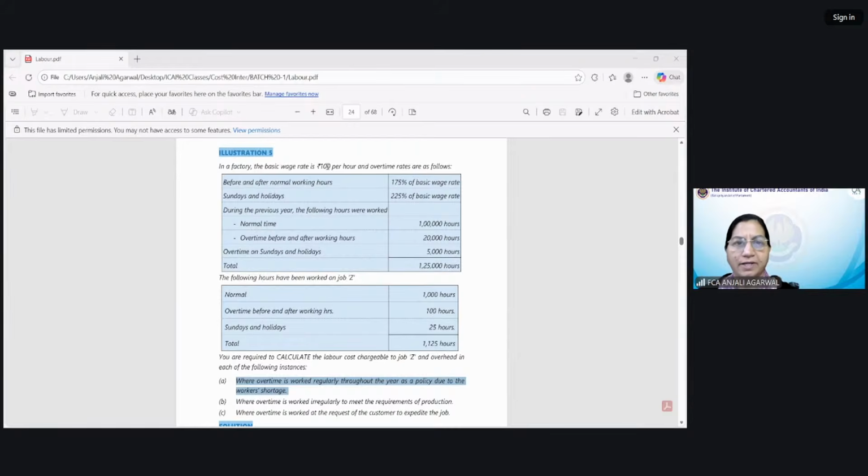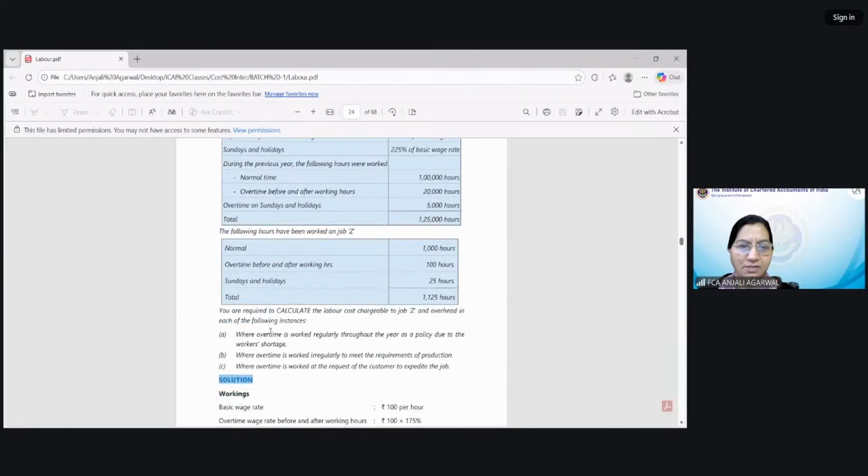So normal is 100. Overtime before and after normal working hours is 175. If it is on Sundays and holidays, it is 225. For the whole year, this is what is happening. And there is one particular job Z, which was done during the year on which these were the hours spent. We are trying to figure out the cost of job Z in terms of overheads under three different instances. The first instance is overtime is worked regularly throughout the year as a policy due to workers' shortage.